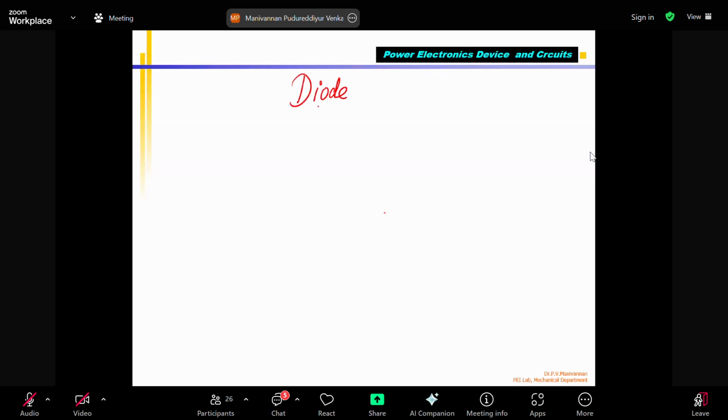Diode and power diode. The diode is a semiconductor device. Already we talked about it. A semiconductor device which is generally formed by what is called a PN junction diode. The actual technical name is PN junction diode.